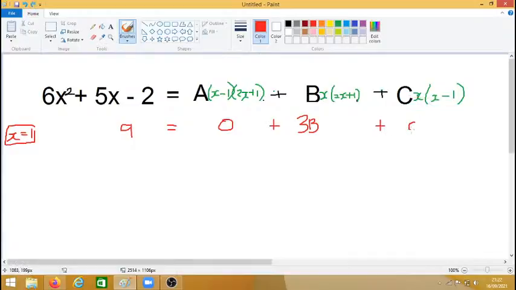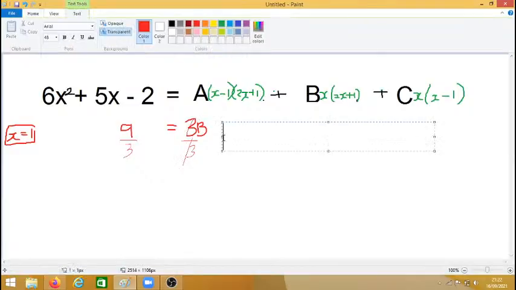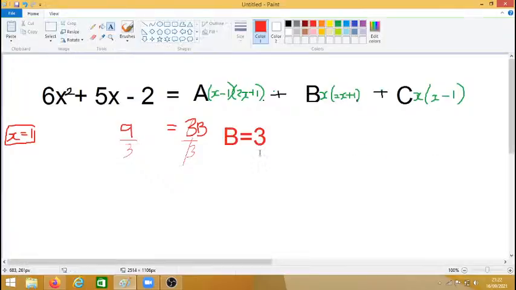Don't need to write in the zeros. The 3b is the important bit, so 3 times b has to make 9. Divide both sides by 3, cancel the 3, and you're left with b is equal to 3. So now I know that my second fraction with b on the top has 3 on the top. Okay, brilliant. x equals 1, that helped a lot.